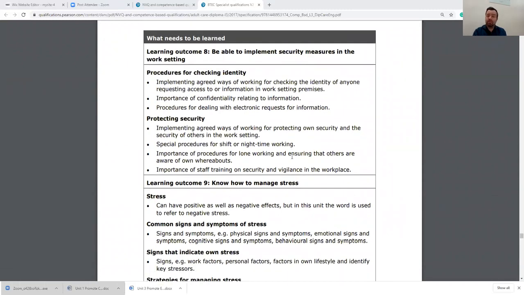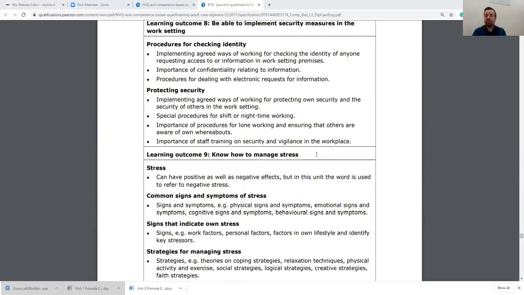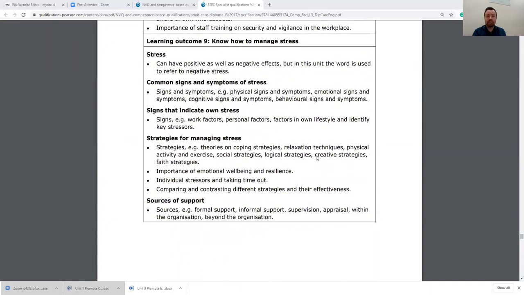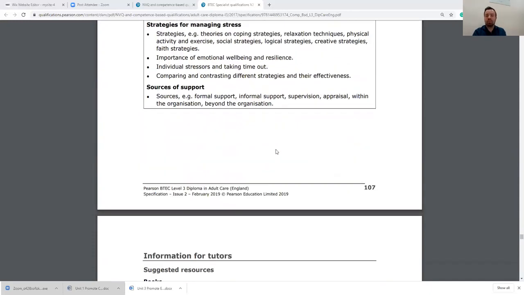Learning outcome 8 was about security measures. So again, keeping yourself safe, ensuring that the building is locked up, checking people in and out of the building, and knowing who they are, and then confronting them. And finally, number 9, we talked about managing stress. So looking at common signs and symptoms, being aware of your physiological symptoms and the emotional. We talked about ways in which you could manage your stress, and we talked about ways that you can get support.